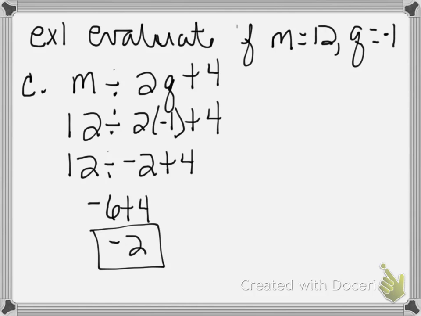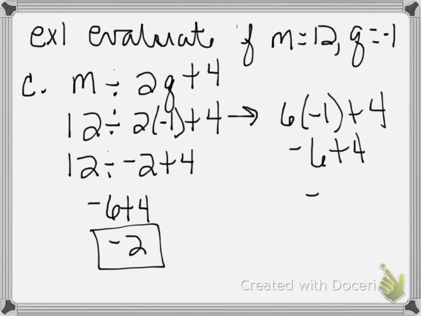Now, would we get the same thing right here if we divided 12 divided by 2 is 6, and 6 times negative 1 plus 4? We get negative 6 plus 4. And yes, we get the same thing. And the only reason why we got the same thing is because that was a 1. Technically, we should have gone this route. We should multiply and divide from left to right. So we really should have gone here. But luckily, you get the same answer.